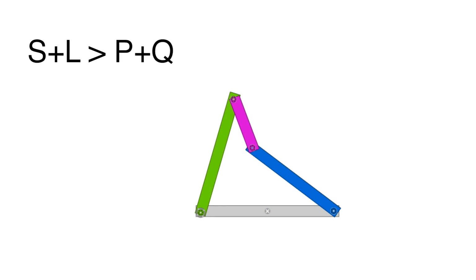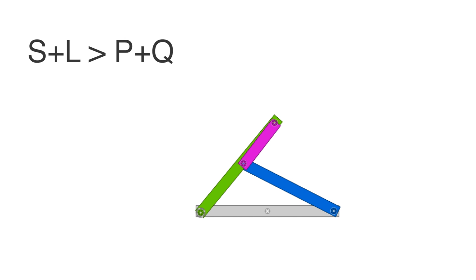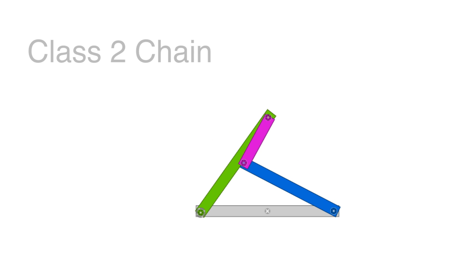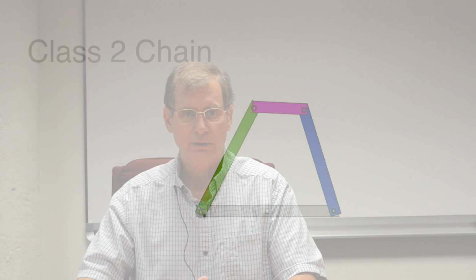The class 2 is when S plus L is greater than P plus Q. So the shortest plus the longest, the sum of those 2 lengths, is greater than the sum of the other 2. That's called a class 2 kinematic chain. In that case, we know that none of the links will be able to do a 360 degree rotation relative to the ground plane. And then finally, class 3 is when S plus L equals P plus Q. And we'll look at some examples of that special case as well.